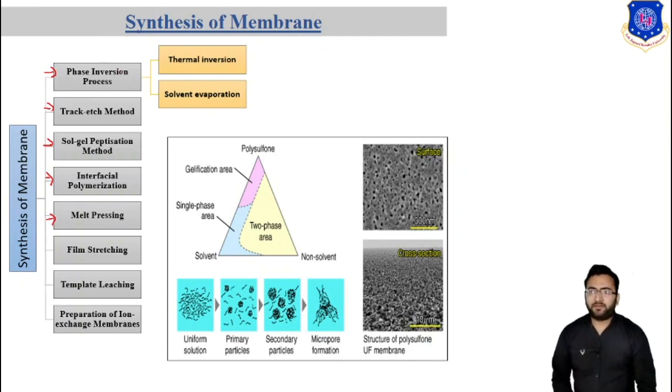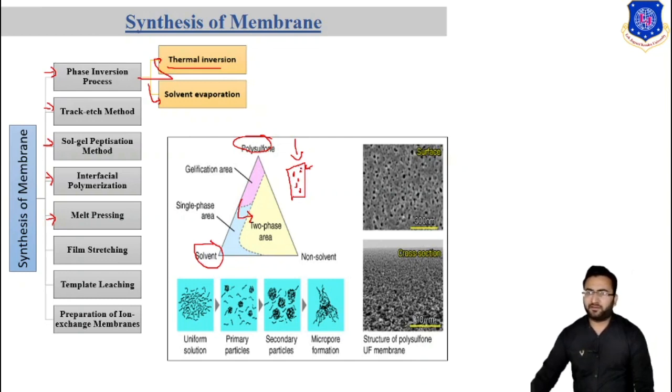So, the phase inversion process is further classified as the thermal inversion method and the solvent evaporation method. In the phase inversion method, there is a mixture of the polymer and solvent, where we are going from this single phase area to the two phase area. We are getting one solid phase of membrane and pores of the solvent, and that solvent will be evaporated by heating it. So we will get a porous membrane. So this is all about the phase inversion method.